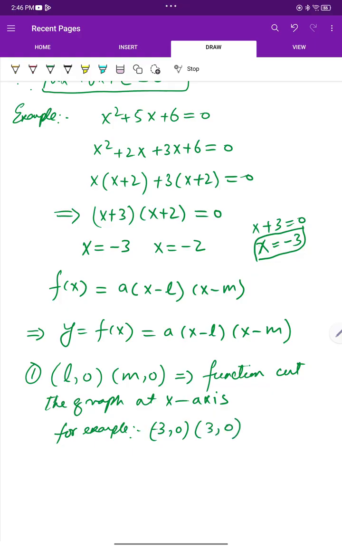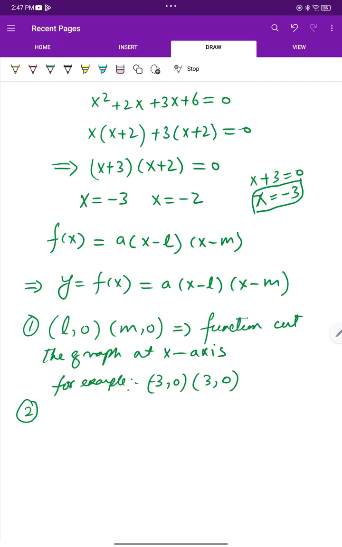so if you are given these two points, this is the general form, but minus 3, 0 and 3, 0. So the graph cuts the x-axis at minus 3, where x is minus 3 and y is 0, and on the other side x is equal to 3 and y is equal to 0. So this is the general condition. We are going to find an equation and then you will understand.